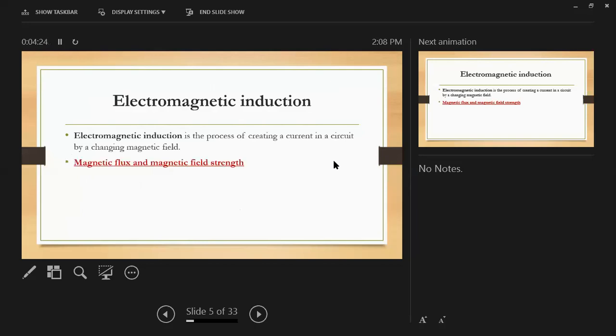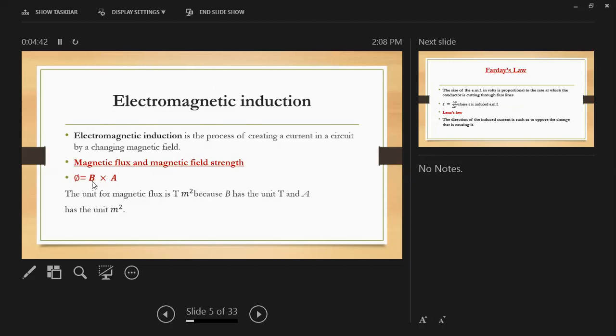So there is magnetic flux and field strength here. In order to find the magnetic flux, we use the formula magnetic field times area. Magnetic flux depends on the magnetic field and the area. Remember the SI unit of magnetic field is Tesla, and the SI unit of area is meter squared. So the SI unit of magnetic flux is Tesla meter squared.